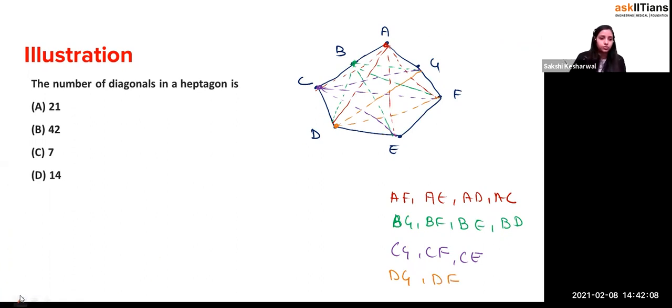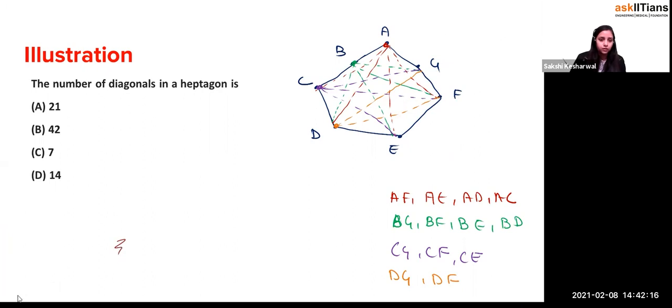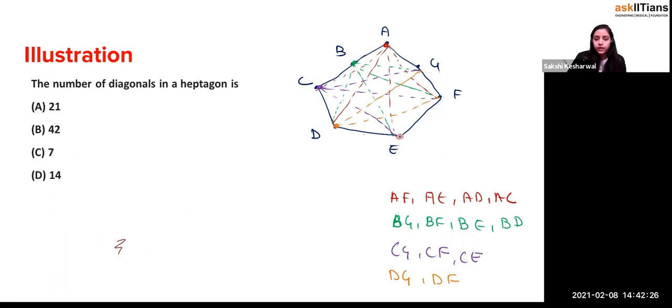Now let's go to the next color. Let's take this hot pink. Yeah, this looks the same. Let's take some pink color. Okay, let's take this. Now let's take the vertex E. With the vertex E, you will see that CE and ED are your adjacent sides.